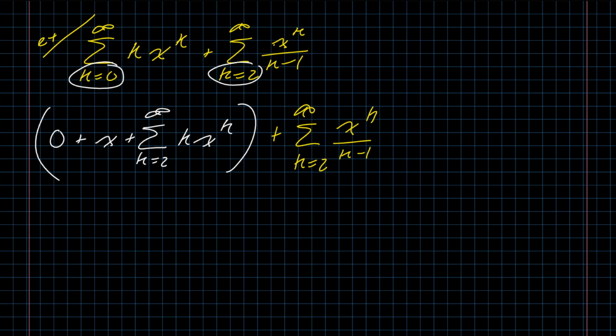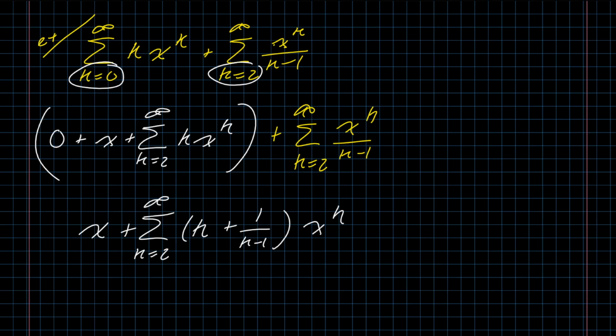Now that I have done that, I've brought these two summations into a form where they can be combined. So my x in front will stay an x in front. My 0 in front is technically there, but adding 0 doesn't do anything, so I'm not going to bother writing it out. And then I have the sum, k goes from 2 to infinity. The first sum, my x to the k has a coefficient of k. The second sum, my x to the k has a coefficient of 1 over k minus 1. So I combine like terms by adding them together.